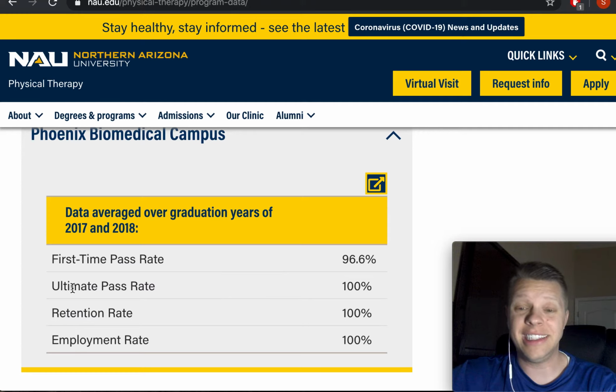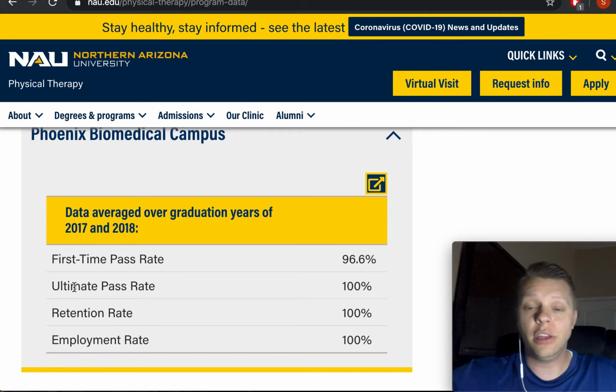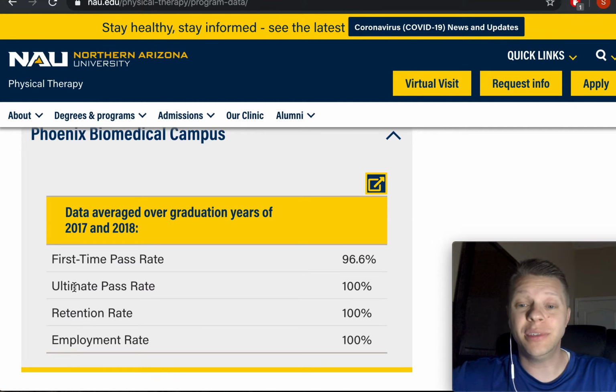Ultimate pass rate is a different statistic that a lot of programs will publish, and pretty much everyone has 100% ultimate pass rate. What is an ultimate pass rate? This statistic is somewhat misleading because essentially you can take the NPTE up to 6 times before you are disqualified and you can't take it anymore. And even if someone had to take the test 6 times in one of these classes to ultimately pass it, they are included in that statistic for the 100%, right?